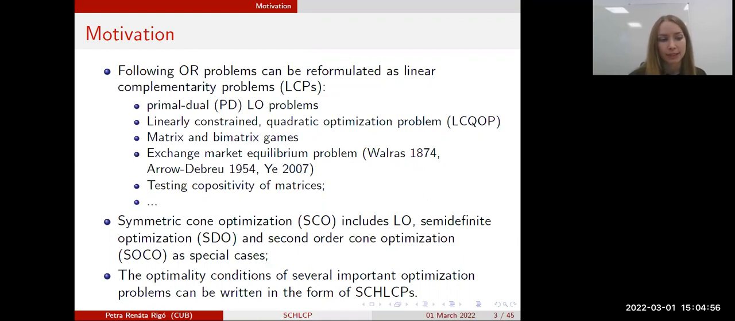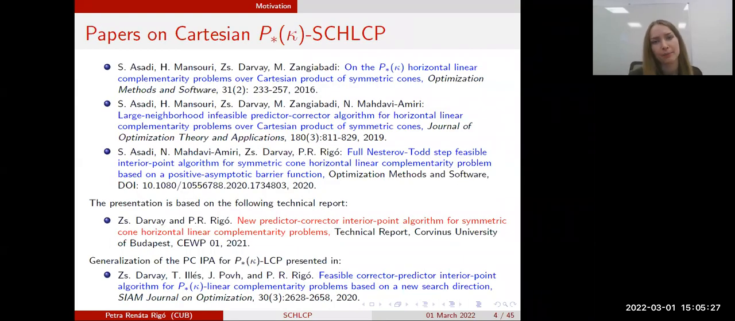And recently it has turned out that, for instance, testing copositivity of matrices can also be done by using linear complementarity problems. And we also know that the optimality conditions of several important optimization problems can be written in the form of these horizontal linear complementarity problems over Cartesian product of symmetric cones. So here we can see some papers on this topic.